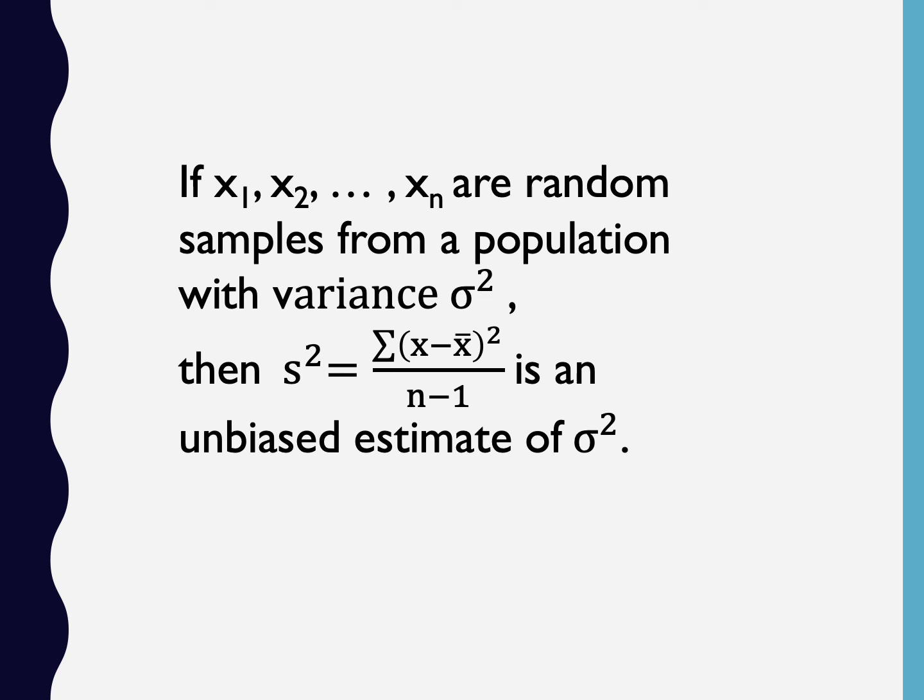So take note that if your data set from x sub 1 up to x sub n are random samples from a population with variance sigma squared, then your sample variance s squared is an unbiased estimate of your population variance sigma squared.